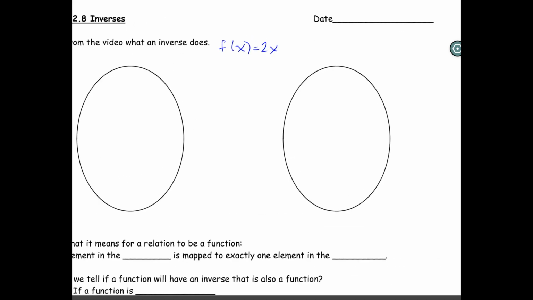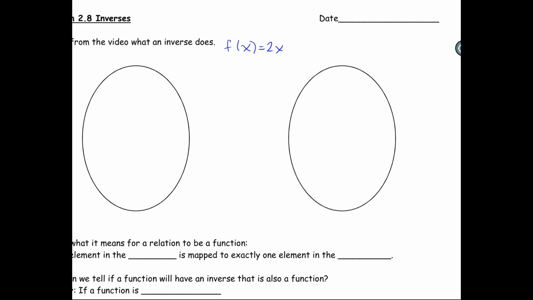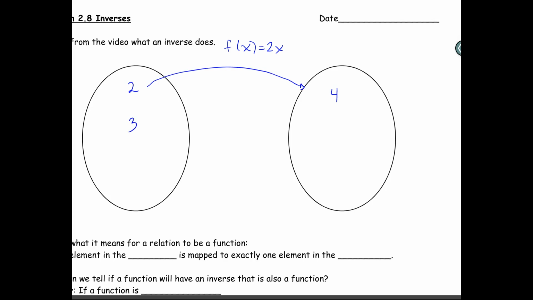Now, it was often helpful to take a look at the function as inputs and outputs. So if I took a look at the input number 2, what would be the output value? 4. Okay, so 2 would get mapped to 4. And if I looked at 3, what would 3 get mapped to? 6, yeah. Let's keep it easy. How about 4? Map to 8, yes, excellent.